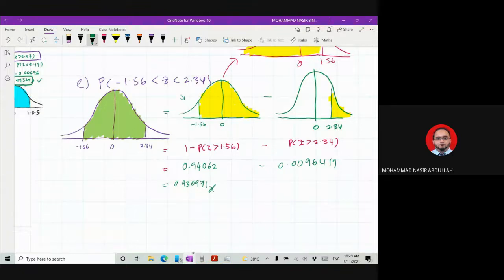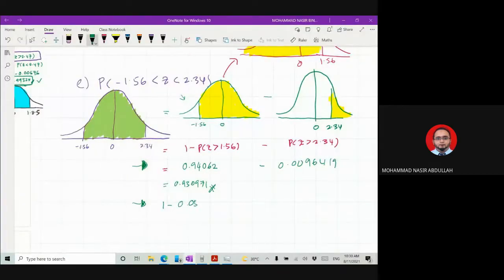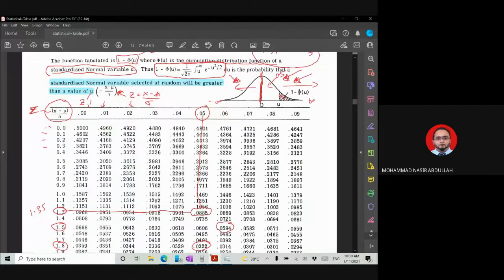Okay, I think it's also okay. This is a hard one lah. If we don't want to remember P and Q, kita boleh guna R saja. Let's say kita tengok guna statistical table, right? 1 minus 1.56. 1.56 should be 0.0594, right? Is it? Yes.